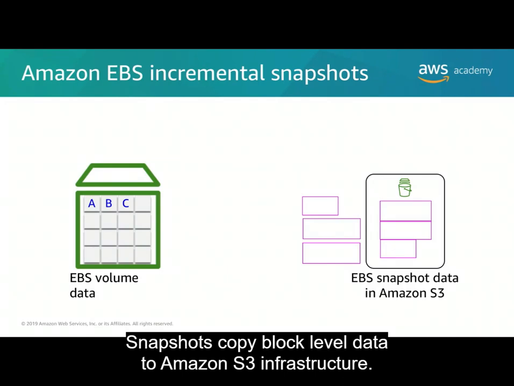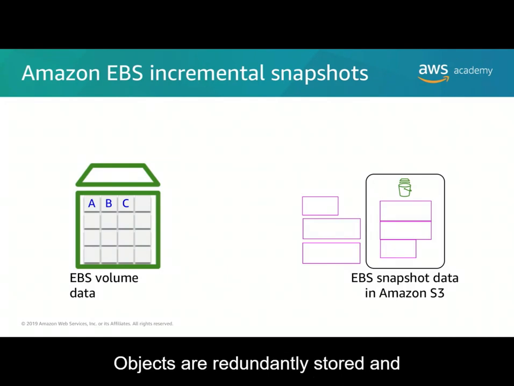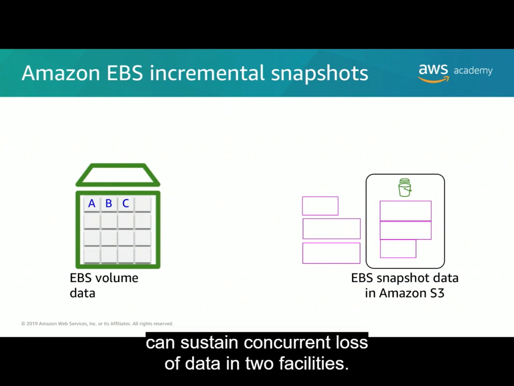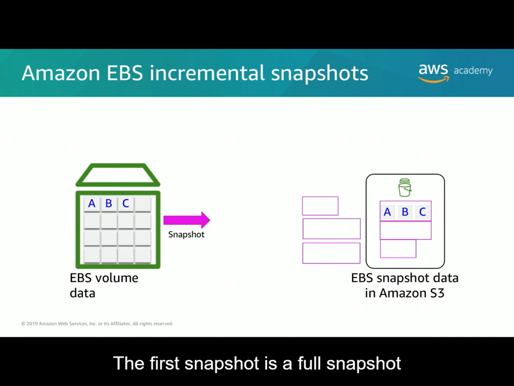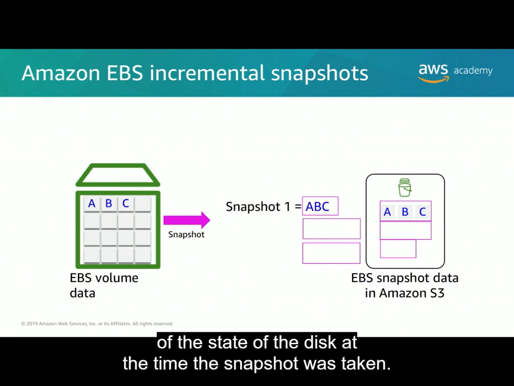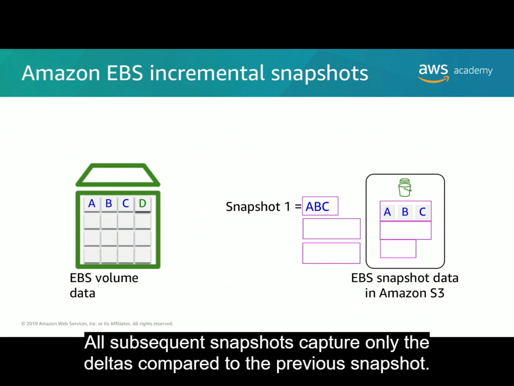Snapshots copy block-level data to Amazon S3 infrastructure. Objects are redundantly stored and can sustain concurrent loss of data in two facilities. The first snapshot is a full snapshot of the state of the disk at the time the snapshot was taken. All subsequent snapshots capture only the deltas compared to the previous snapshot.